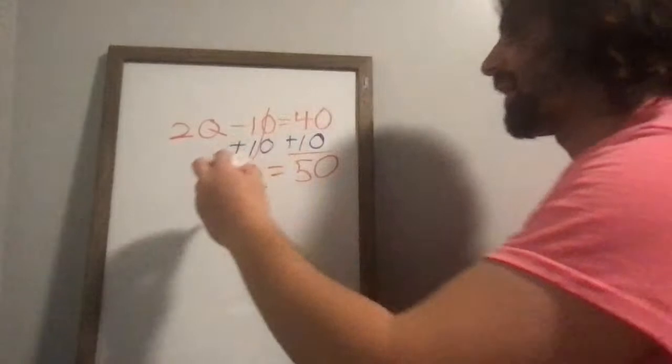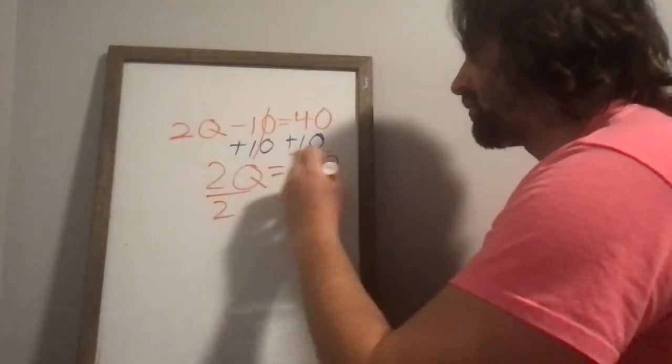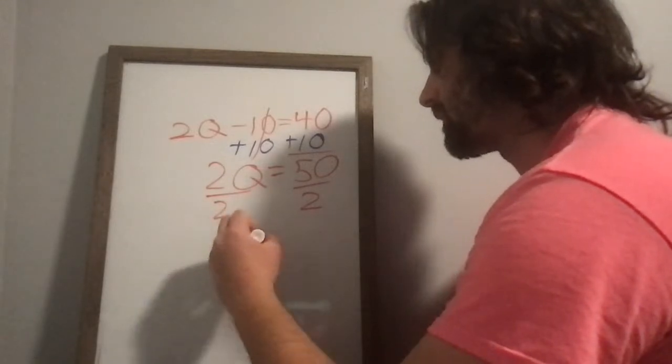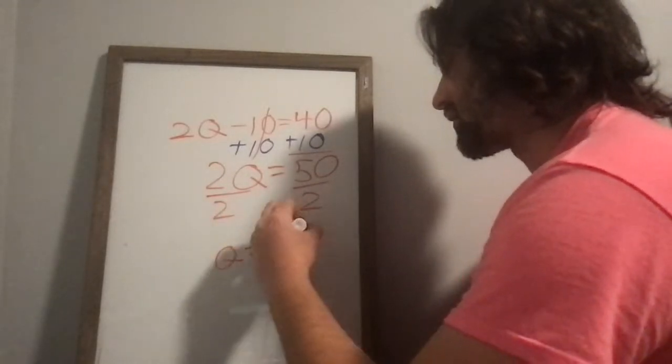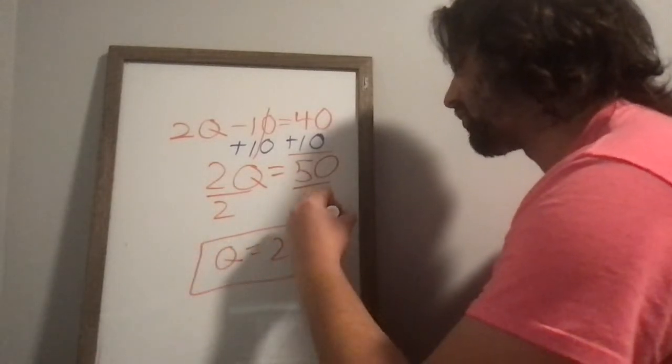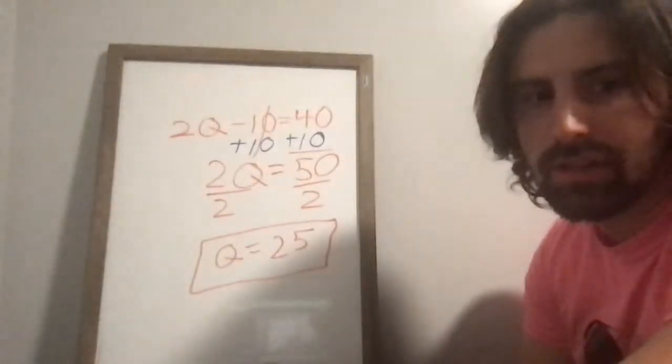The final step, we got to divide by 2. 2q divided by 2, 50 divided by 2. And q equals 25. That is our final answer. Again, I always say draw a circle or a square around that answer.